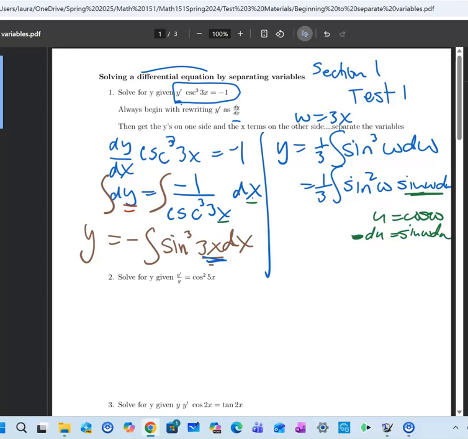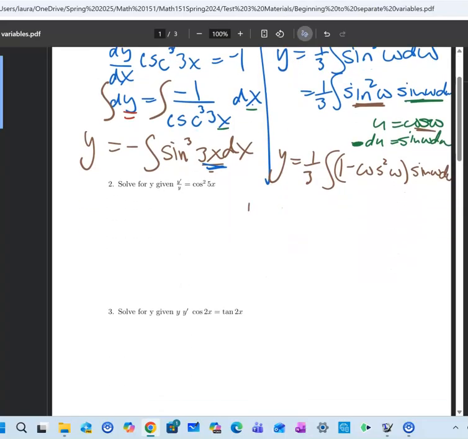So then I want to make my u substitution work. So I need to change this to cosines. So let me just carry things down here. So I have 1/3. I'm going to make this 1 minus cosine squared of w, and then a sine of w dw. So then y equals 1/3. So now let's substitute in. So I'm going to put cosine in here. So I have 1 minus u squared. And then instead of sine, I'm going to put in a negative du.